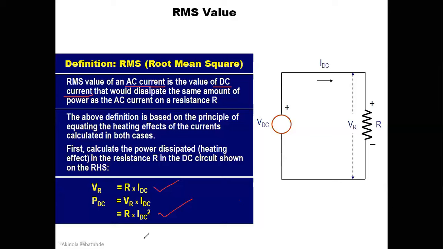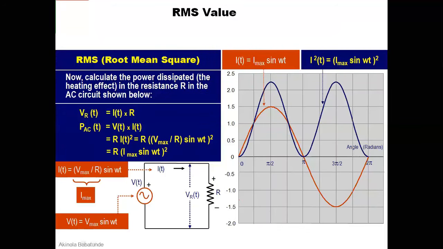Okay, if we take it a step further, we now calculate the power dissipated in the resistance in the AC circuit, and this is not what is going to happen. When we talk about AC, we're talking about current with respect to time, voltage with respect to time, and so on. So VR of t is equal to I of t multiplied by R. That is how to find the voltage across the resistance in an AC circuit, because we have a time-varying waveform here.